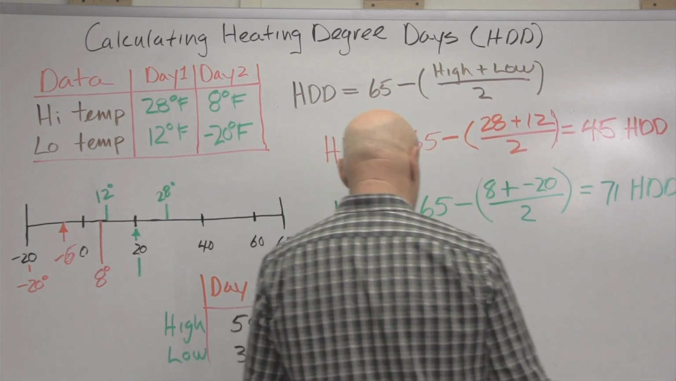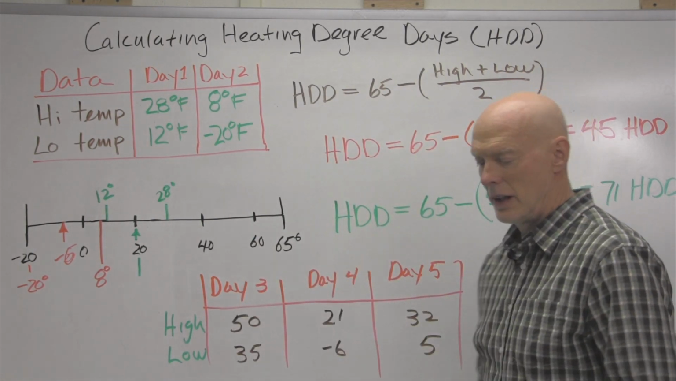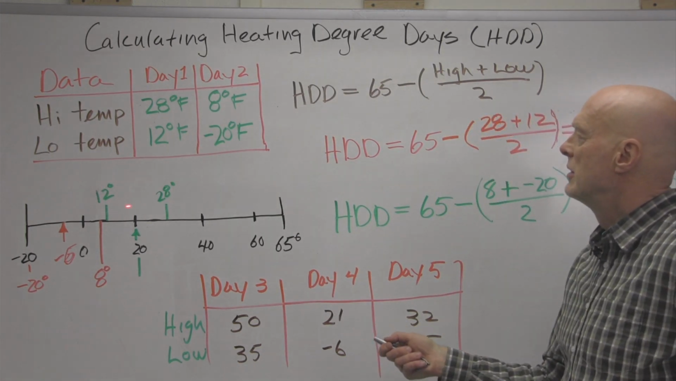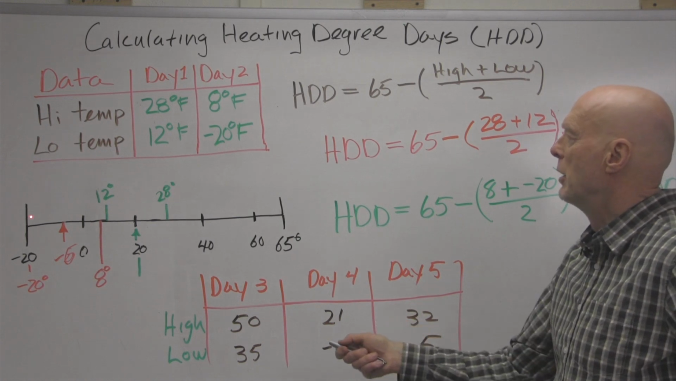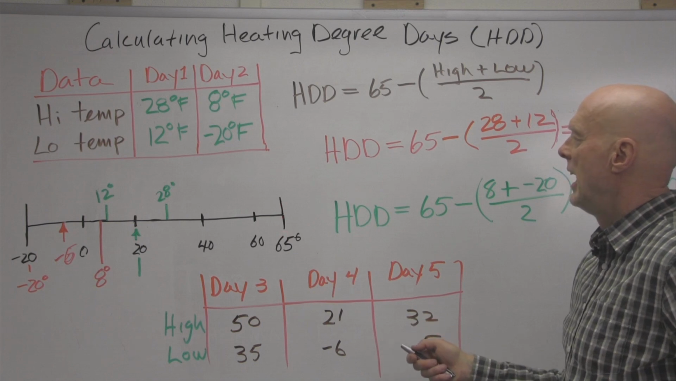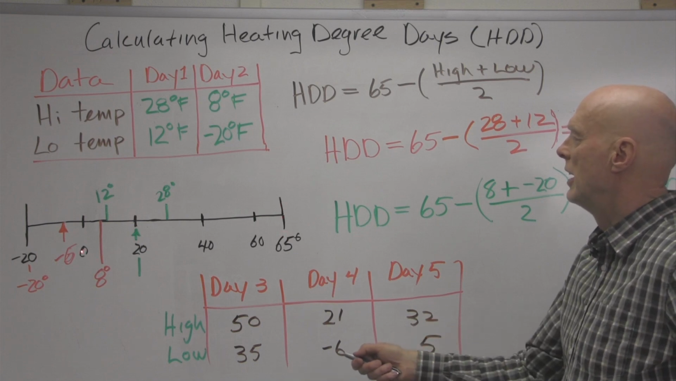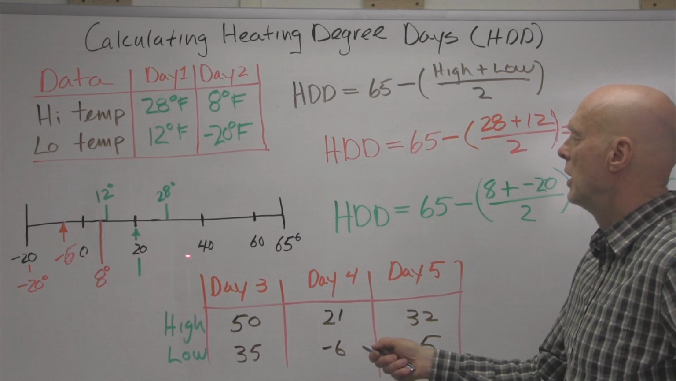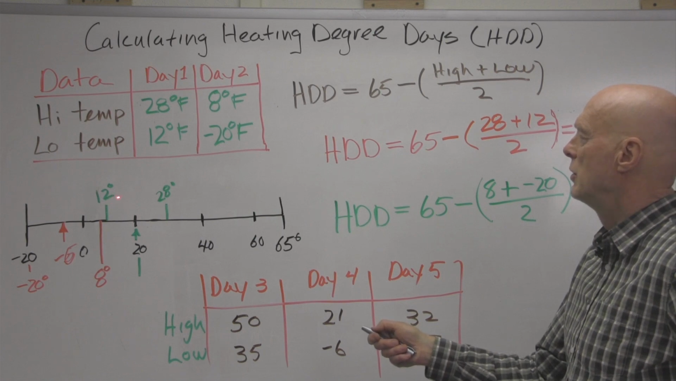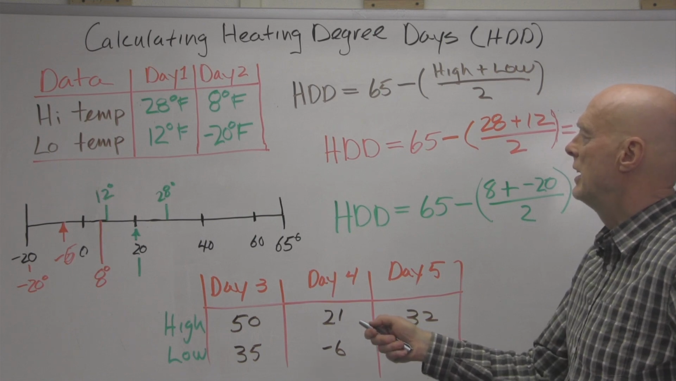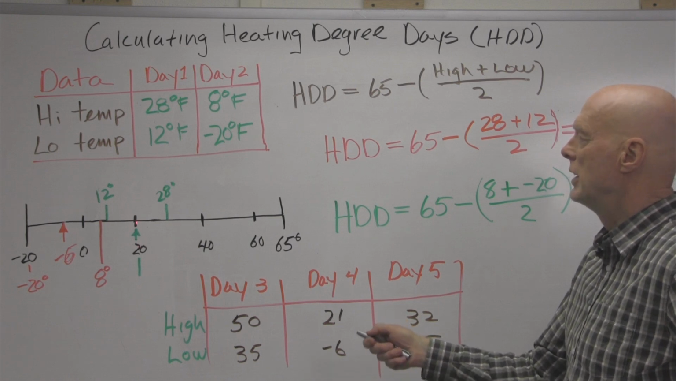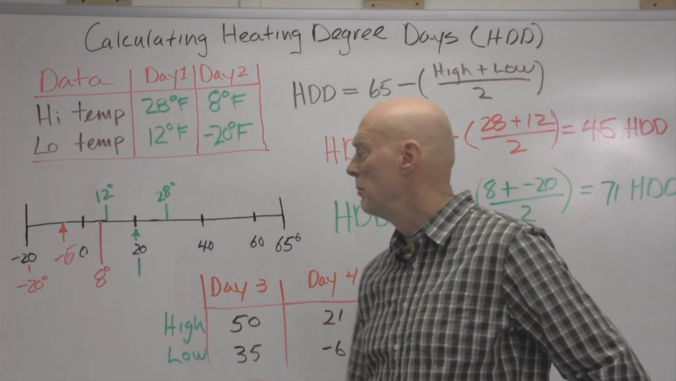If you're somewhat confused by that, let's look at this number line. So the first example, this is a number line. We've got negative 20 down here. We've got 65 up here. And then we've got all the other numbers: 0 degrees, negative 20, 20, 40, 60. So the first one is we have 12 plus 28. We add them together, that's 40. Divide by 2, that's 20. You can see the 20 is right in the middle.